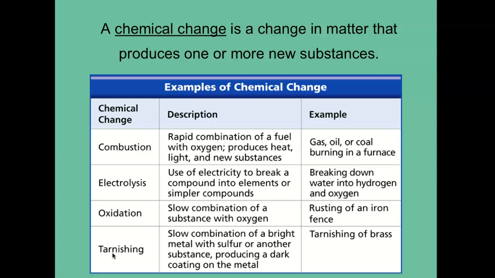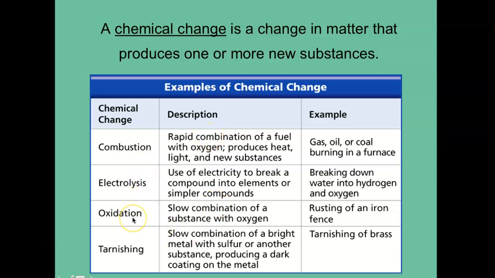So remember that a chemical change is going to be a change that occurs that produces one or more new substances. So something new develops as a result of this particular reaction. Combustion is one that you're probably familiar with. So that could be from burning wood at a campfire, or it could be the combustion process that happens in the engine of a car, for example. Electrolysis, we just looked at, splitting apart water molecules.